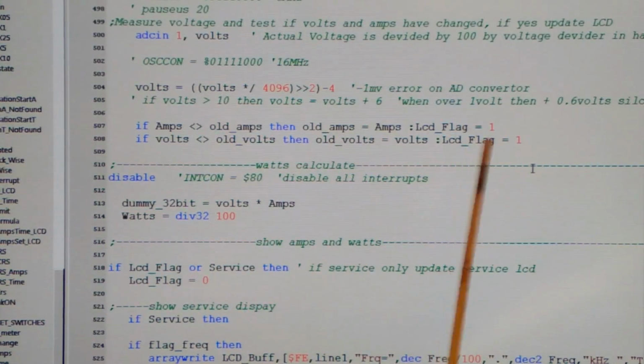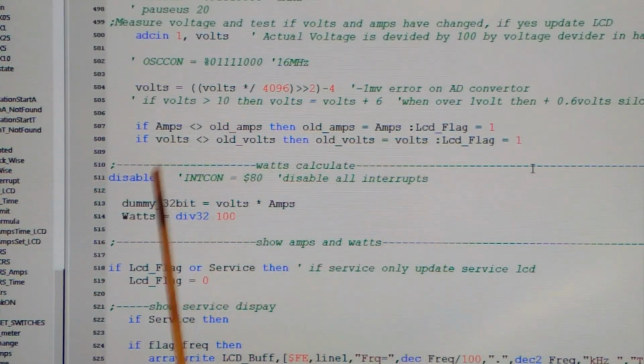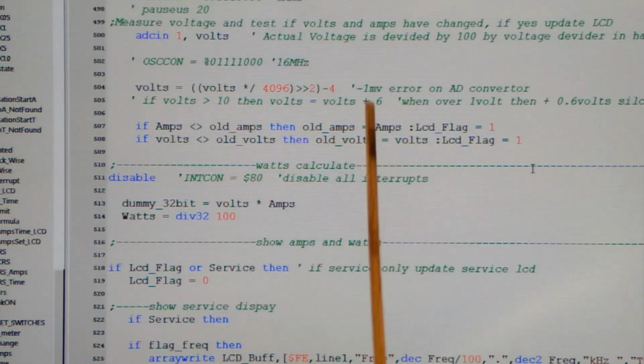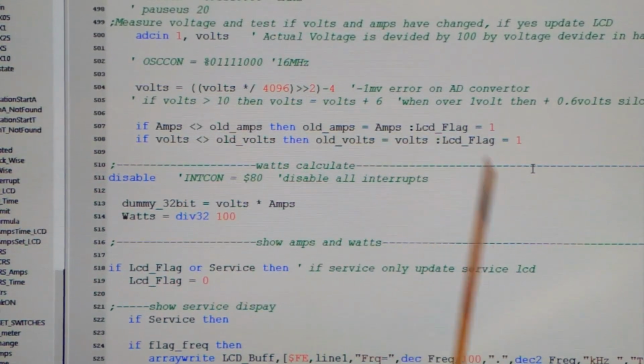So you only update your screen if the values have changed. If they haven't changed, no need to update them because it's going to be the same. So you're wasting time and delaying your code from running if you don't use these.